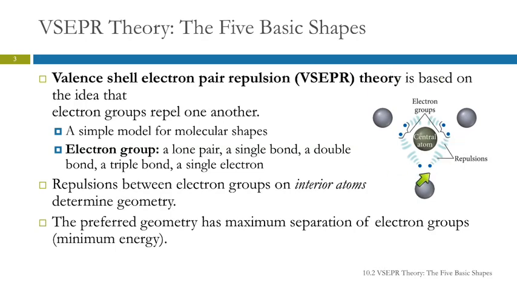So here we have a very simple molecule. There's a central atom, and we have a single bond between the central atom and each of the three atoms around it. That is a bonding pair of electrons. One single bond is called an electron group. And so we have three electron groups around this central atom. They're going to arrange themselves in three-dimensional space to be as far away as possible from each other.